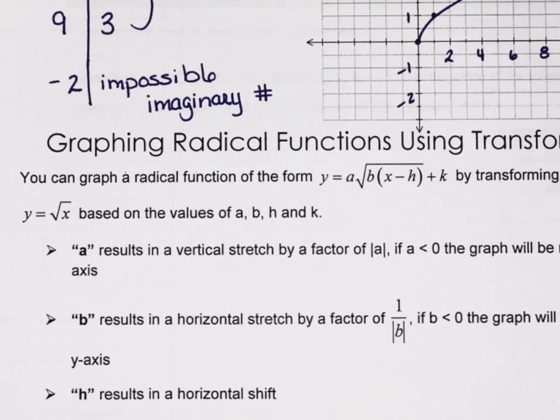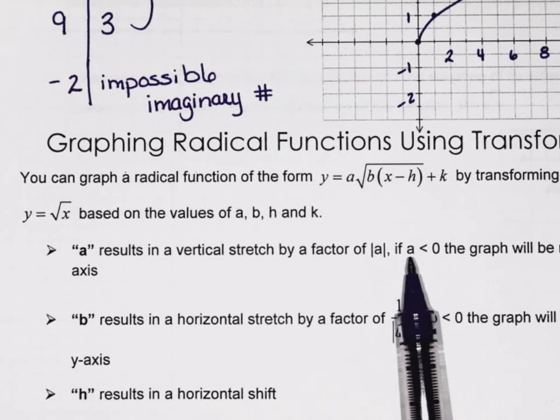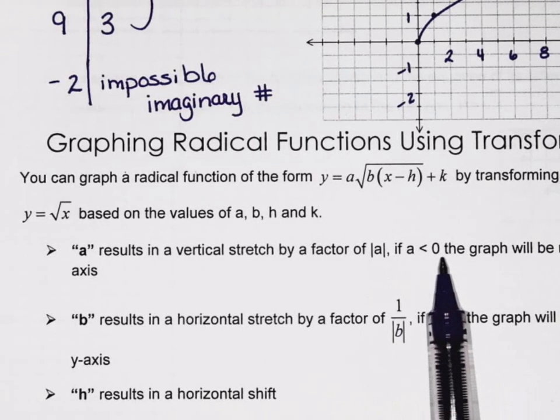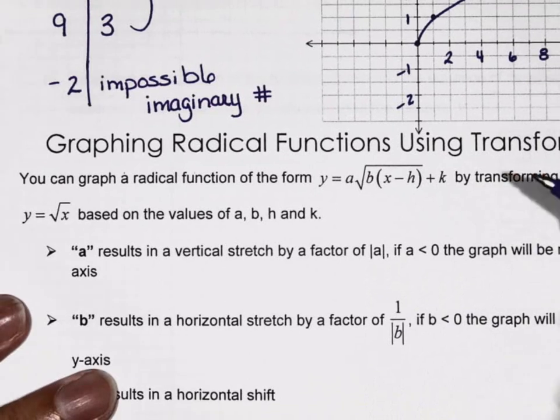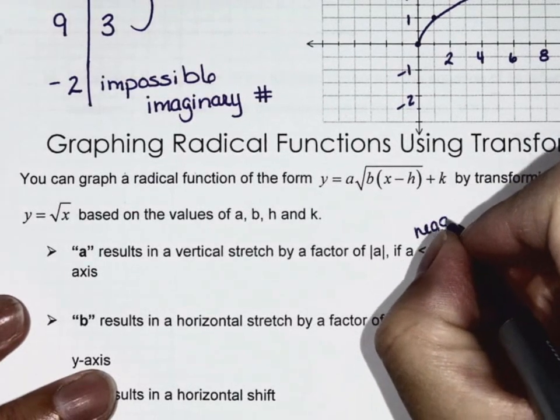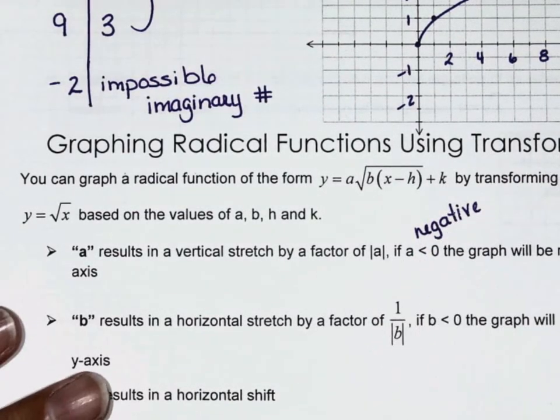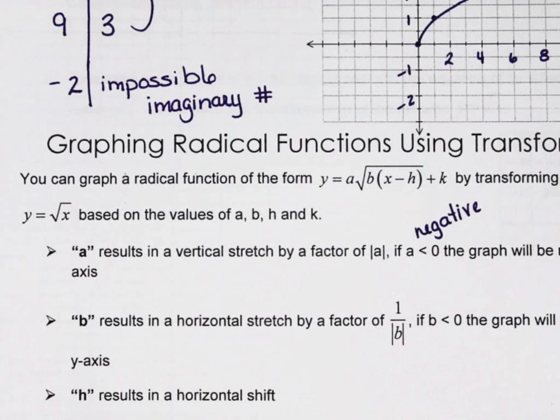It does the stretch. If it's negative, what does it do? It's a reflection, right? So the negative does something else. If A is less than 0, let's write that, if A is negative, the graph will reflect in the x-axis.